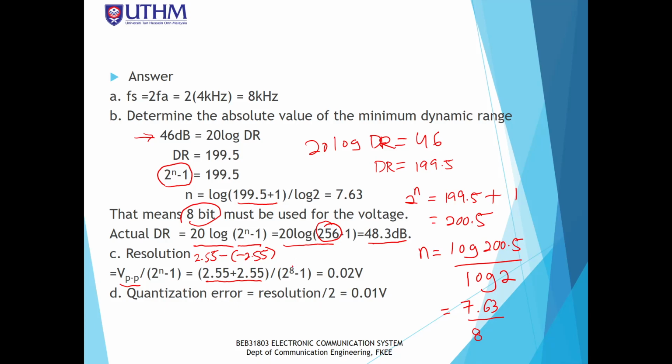So we're going to use the minimum number of bit, which is 8. We cannot use 7.63. 7.63 is from the given minimum dynamic range, so that means the dynamic range must be more than 46. So with 2 power of 8 minus 1, you're going to get the resolution equal to 0.02 volt. This is the resolution. This is the step size, the distance between each quantized level.